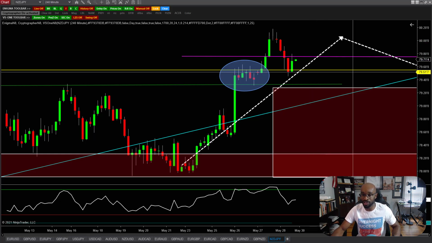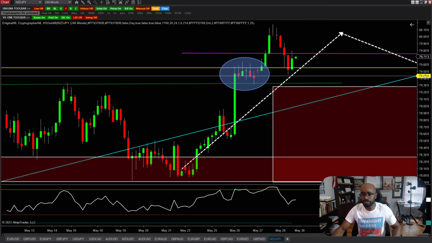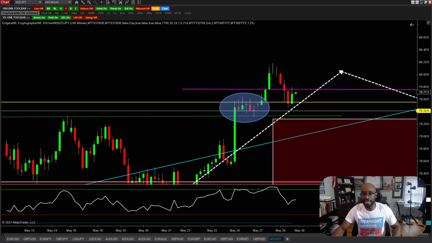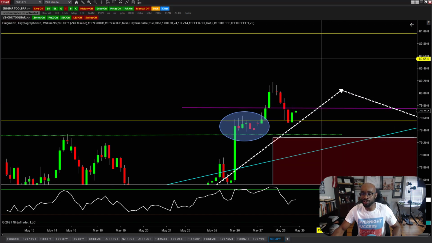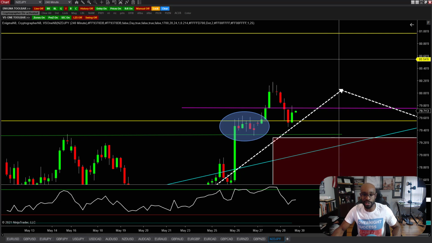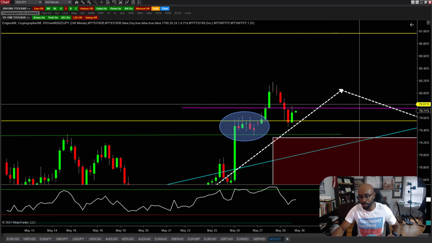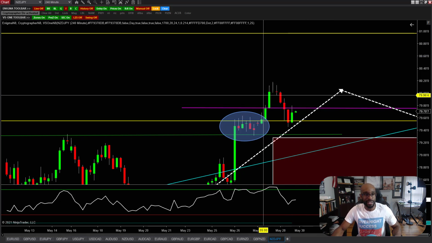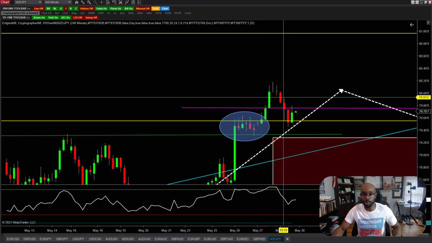So decent opportunity here on New Zealand yen. Again, looking for 81, so plenty of room to the upside, about 130 pips from where we're currently at. Certainly one to look at for the week ahead.